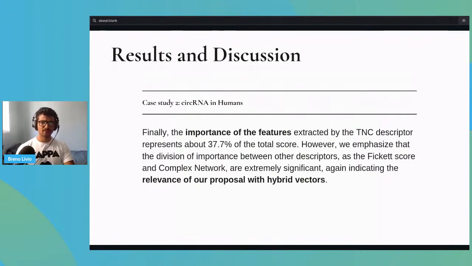And finally, the importance of the features tracked by the TNC descriptor represents about 37.7% of the total score. However, we emphasize that the division of importance between other descriptors such as the Fickett score and complex networks is extremely significant, again indicating the relevance of our proposal with hybrid feature vectors.